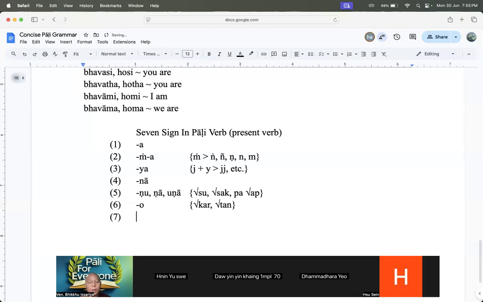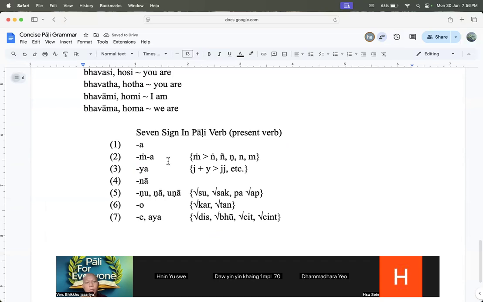the sign a or aya. That one also, maybe later we will see, like the root dis or root bhu, and then root ji or root jet. In this way. So not so many also.